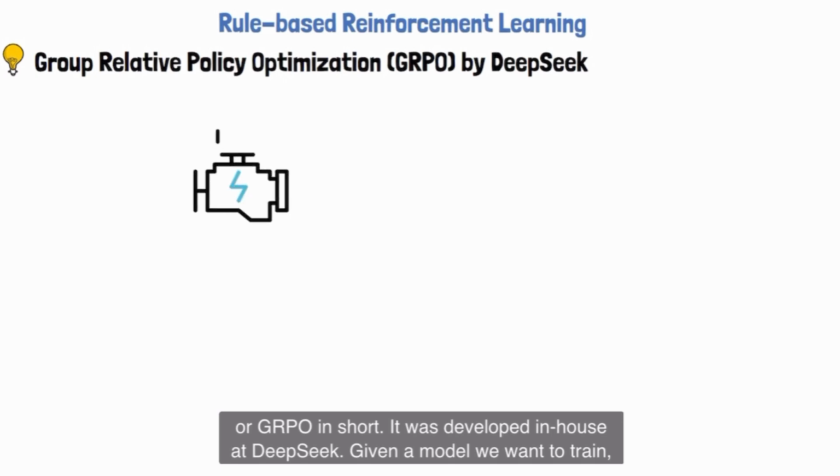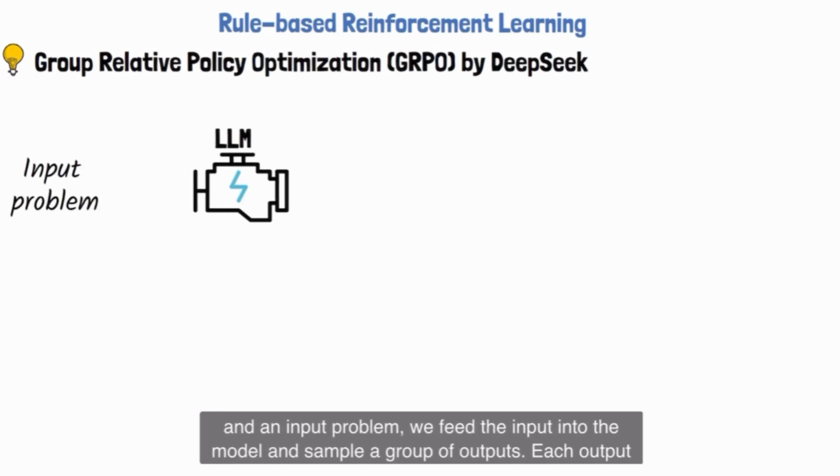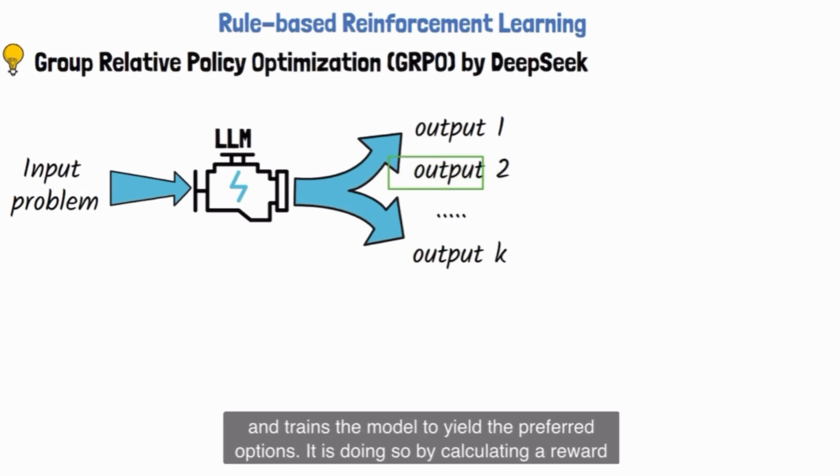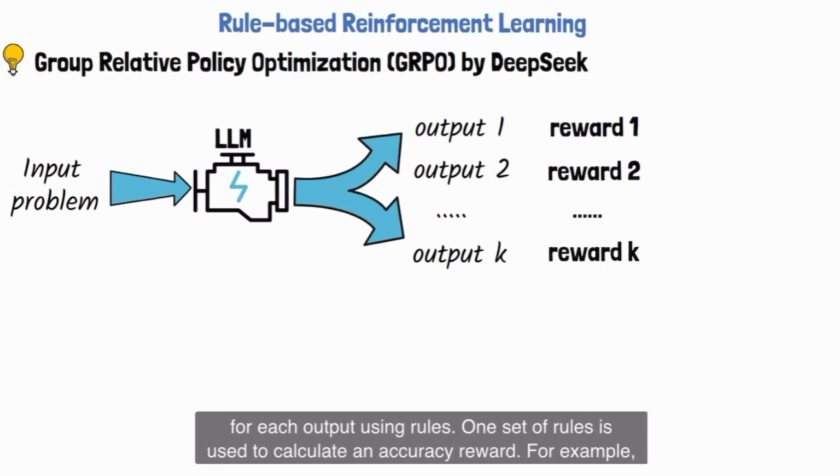Given a model we want to train and an input problem, we feed the input into the model and sample a group of outputs. Each output consists of a reasoning process and an answer. The GRPO method then observes these sampled outputs and trains the model to yield the preferred options. It is doing so by calculating a reward for each output using rules.